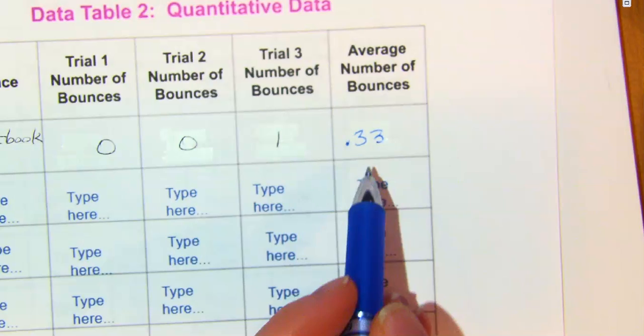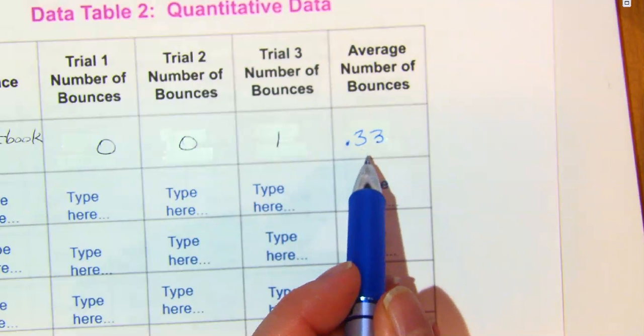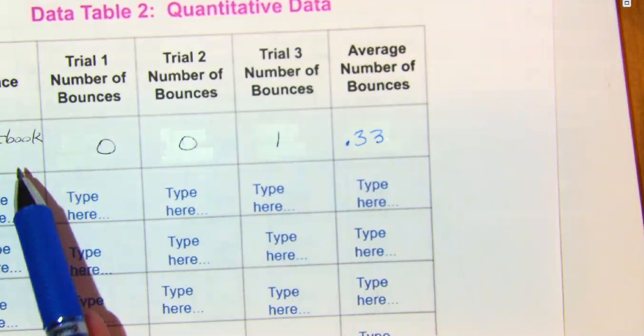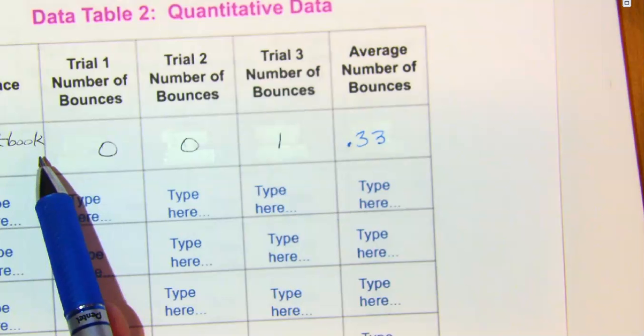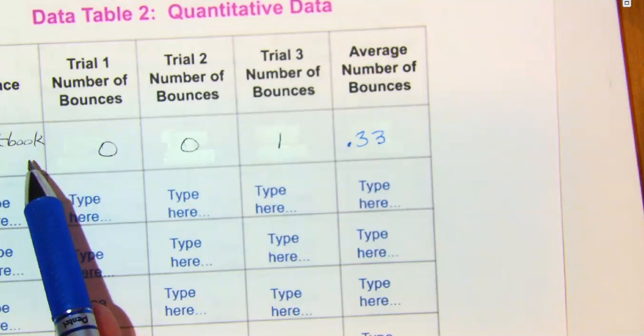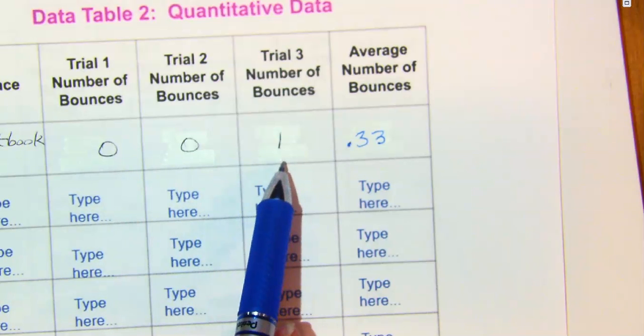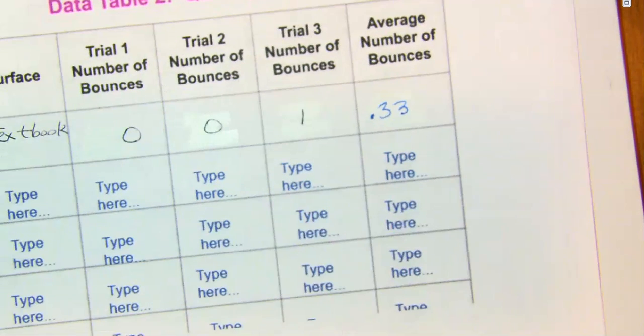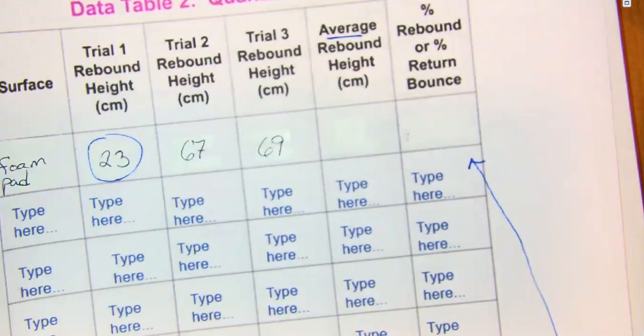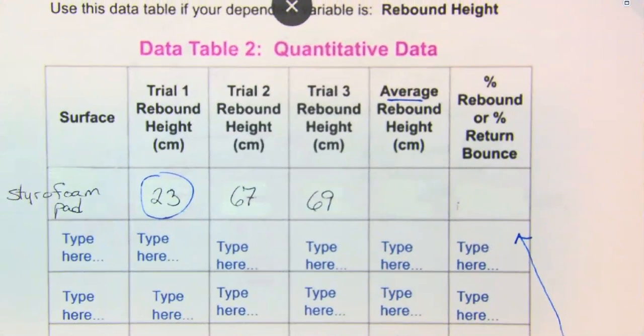So obviously that doesn't make sense when you're like, well, there's no such thing as a 0.33 bounce. But this again is an average. So what we can say is on average, we would expect a ball to basically not bounce on a textbook. You would either get no bounce at all, or maybe just one small little bounce. If you chose to record rebound height, this is the second data table that you would fill out.